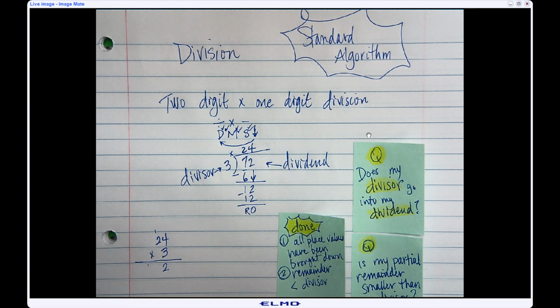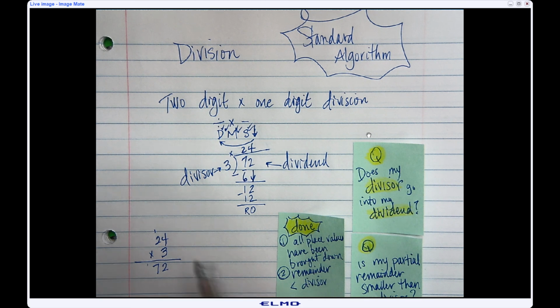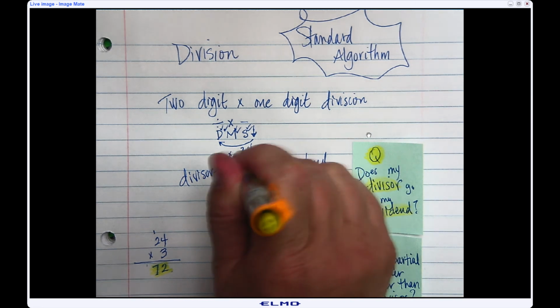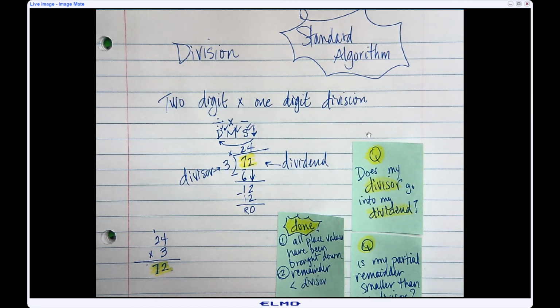If I regroup with a 10, 3 times 2 is 6, 7. My number is 72. And if you notice, those two match. My 72 right here and my 72 right here. So I can see that this problem proves not only are they inverse operations, but also the steps required in the standard algorithm for long division.